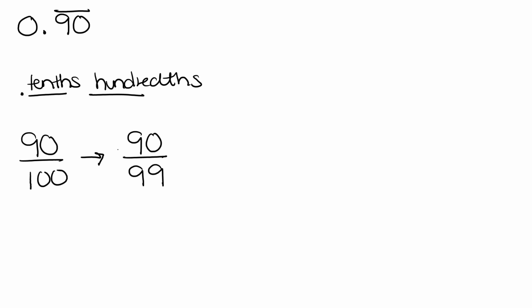Now we want to take that answer and we want to simplify the fraction. I can divide both the numerator and the denominator by 9. 90 divided by 9 is 10. 99 divided by 9 is 11. 10 over 11 is my final simplified fraction.